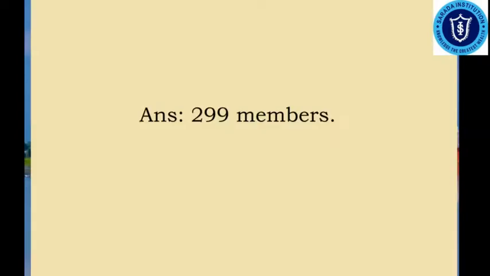Initially, it was 389. After the withdrawal of the members of the Muslim League, the membership of the Constituent Assembly was only 299. That is 299 members. 299 members that you can see on the screen. So this way we have discussed the first 10 questions.